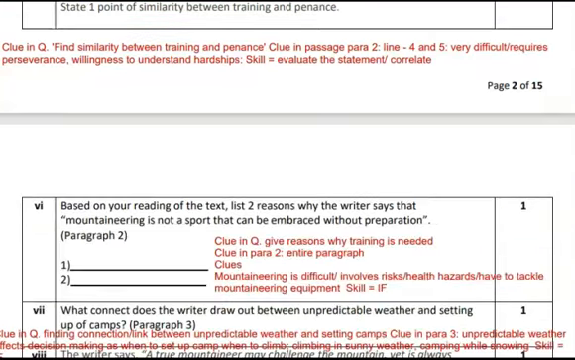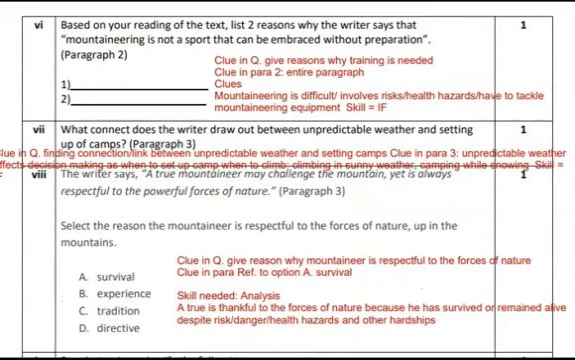Now look at question number 6. Question number 6 again, very easy. Based on your reading of the text, list 2 reasons why the writer says that mountaineering is not a sport that can be embraced without preparation. In simple words, why is training required? Same answer as you gave in the earlier question. Training is required for survival, training is required for handling mountaineering equipment, training is required for decision making. So you are getting a number of reasons. Questions 5 and 6 are the same.